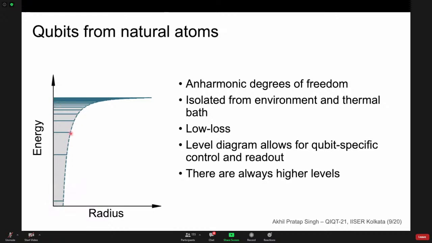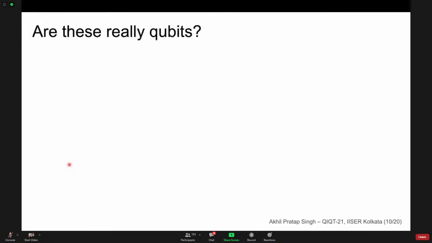access, depending on that, we can just do control and readout. And of course, there are always higher levels, so it is not possible to get rid of them, but it is always possible to only access any two levels. And mostly we just access the lowest ones, like the ground state and first excited state, which we call 0 and 1. And that makes up our qubit.